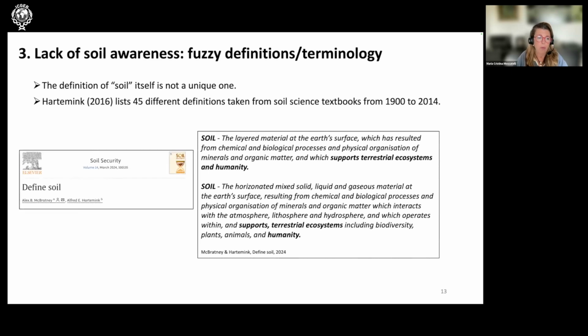Recently, last year, the same author, together with Alex McBratney, finally proposed a new paradigm of the definition for soil, a short one and a long one. I'm not going through them, but just to underline two aspects. The first one, that these definitions are given with very simple terms. They are not scientific terms, so they can be understood by everybody who reads them. Second point, they stress the role of soil in supporting terrestrial ecosystems and humanity. So we all depend on soil. This is very important.